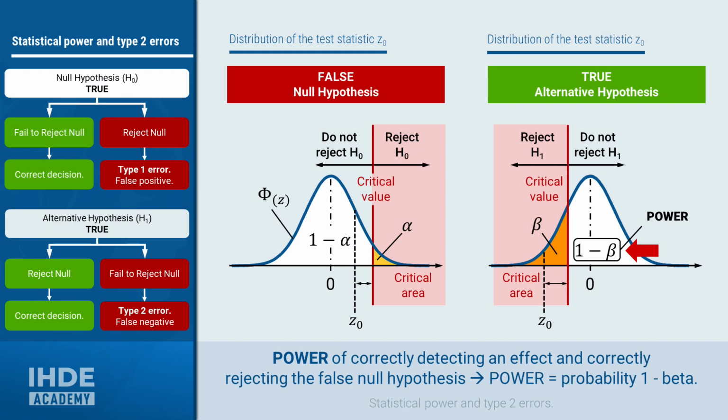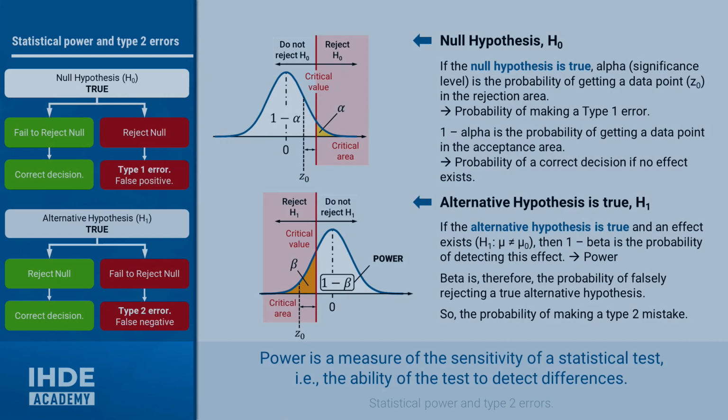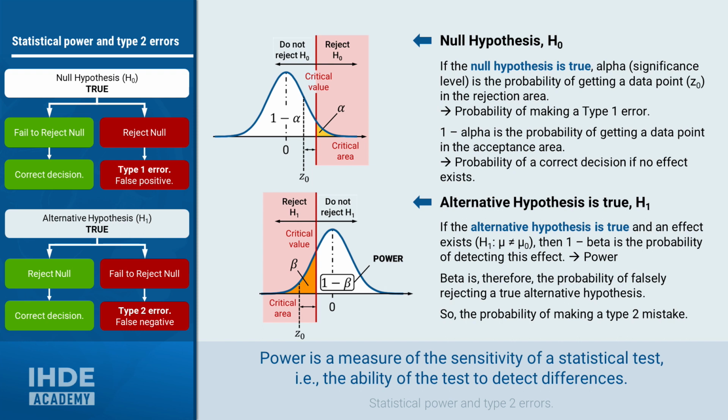The probability of 1 minus beta is called statistical power. The statistical power thus indicates the probability of correctly detecting an existing effect and rejecting an incorrect null hypothesis. To clarify this further, the distributions of the null and true alternative hypotheses are shown one above the other.